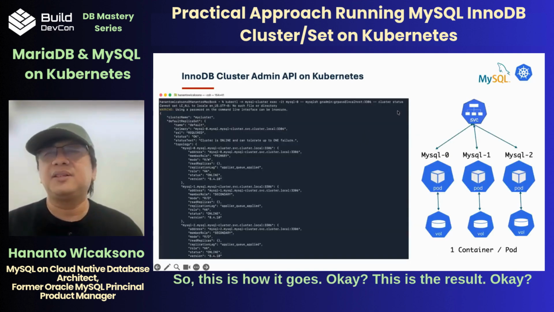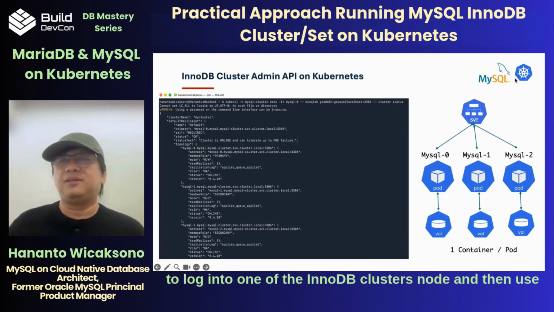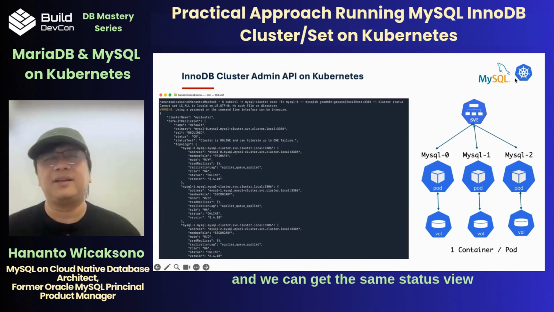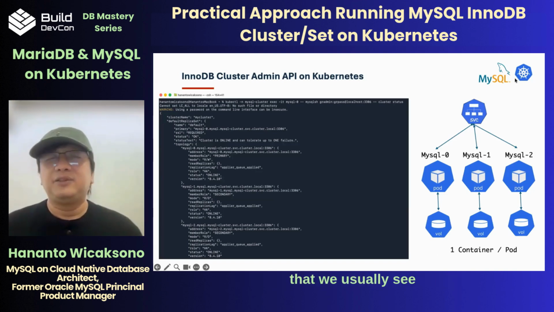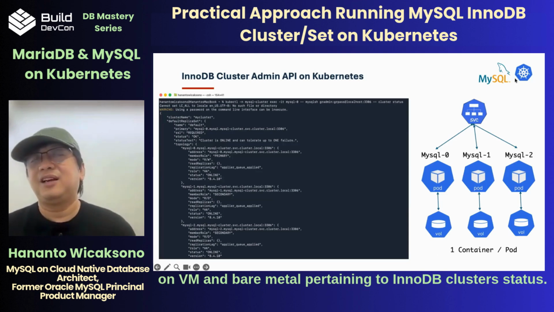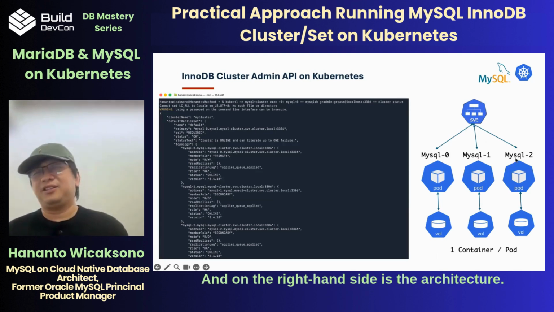So this is how it goes. This is the result. If you use kubectl to log in to one of the InnoDB cluster nodes, and then use MySQL Shell and cluster status, we can get the same status view that we usually see on VM and bare metal for InnoDB cluster status. And on the right-hand side is the architecture.